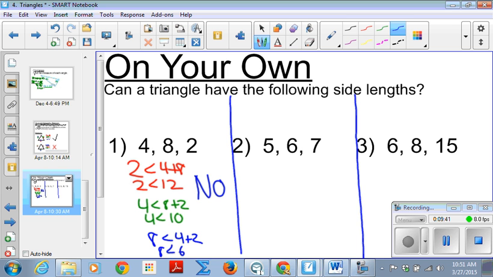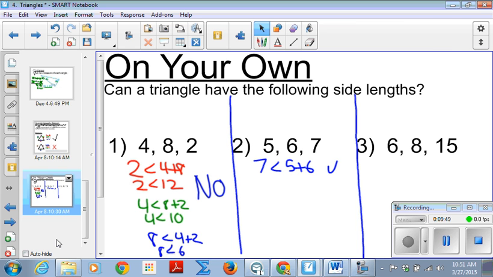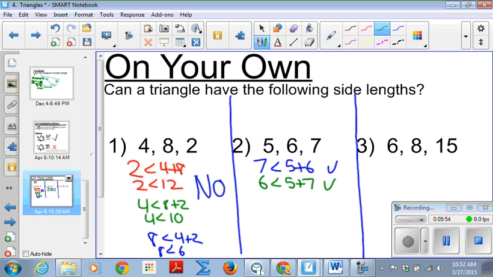Let's try number 2, 5, 6, 7. So is 7 less than 5 plus 6? It sure is. Is 6 less than 5 plus 7? Yes, it is. And is 5 less than 6 plus 7? It sure is. So this one's a yes.